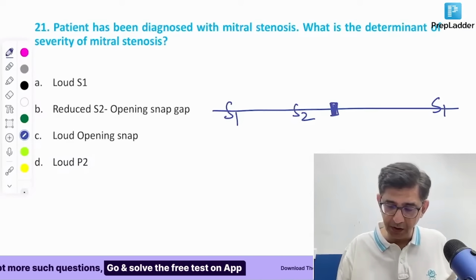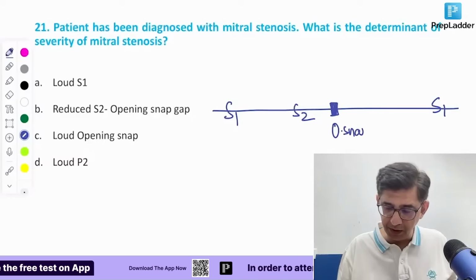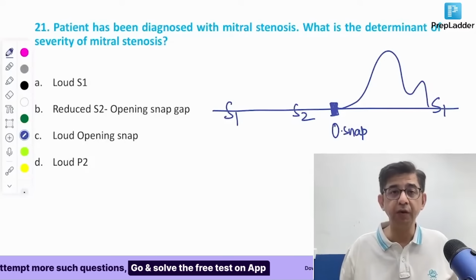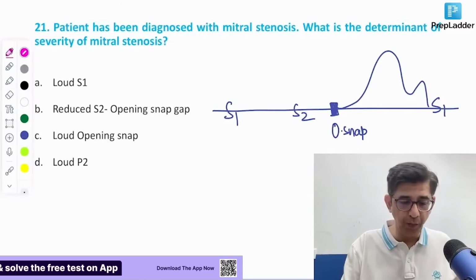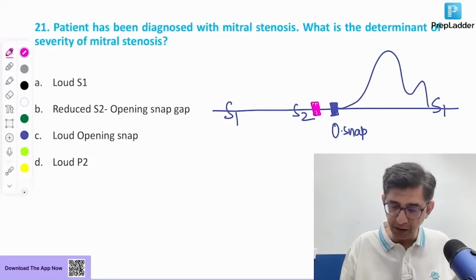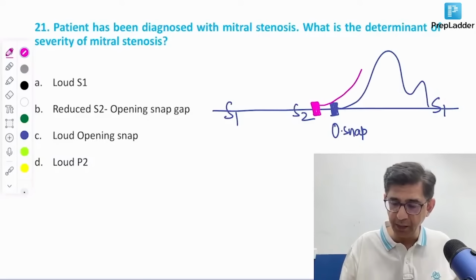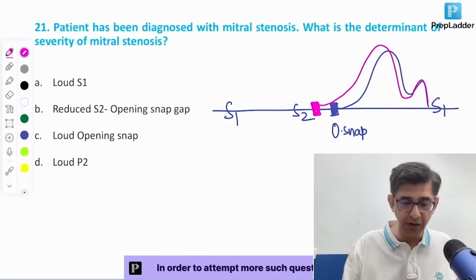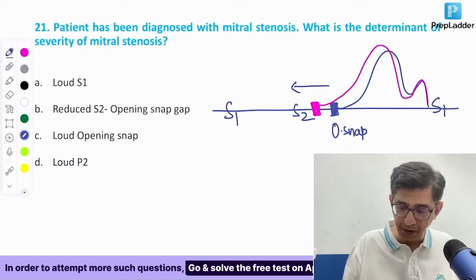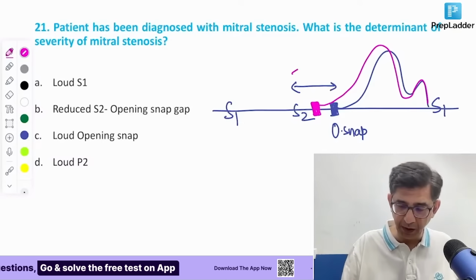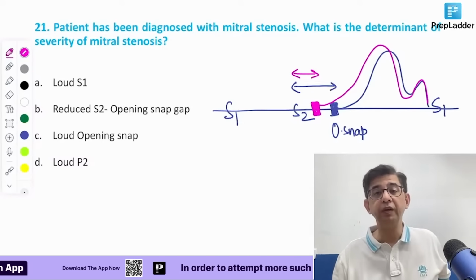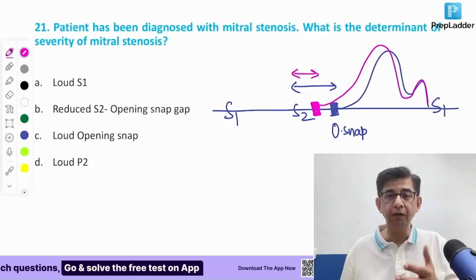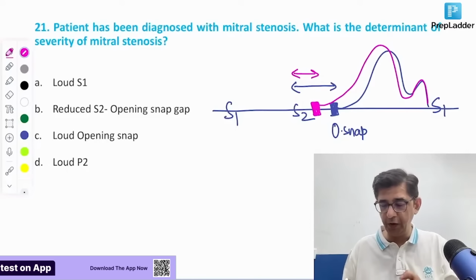In patients of mitral stenosis, this is the opening snap. It will be a loud opening snap followed by a murmur. If mitral stenosis becomes more severe, then the opening snap will also become louder and will occur earlier. So you can look at this line diagram and see that the murmur will be occurring relatively earlier in a patient. This gap is becoming lesser. This S2 and opening snap gap is becoming relatively lesser. This decrease in the gap between the S2 and the opening snap indicates the severity of the disease, because if the opening will become smaller, then the murmur will become relatively longer in a patient.